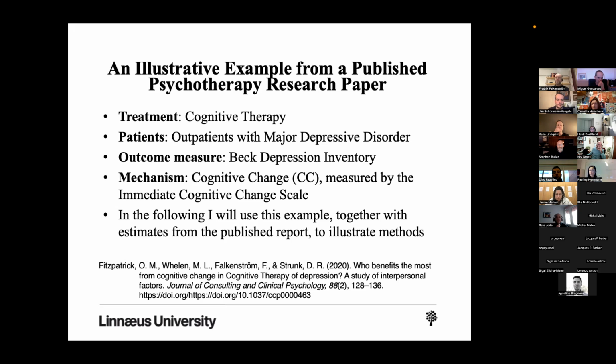So I will use the estimates from this published research paper just to illustrate the methods. It's not about that study, and we're not so interested in the exact findings there. I just use it to avoid having X and Y and such, because it gets kind of abstract if we do that.